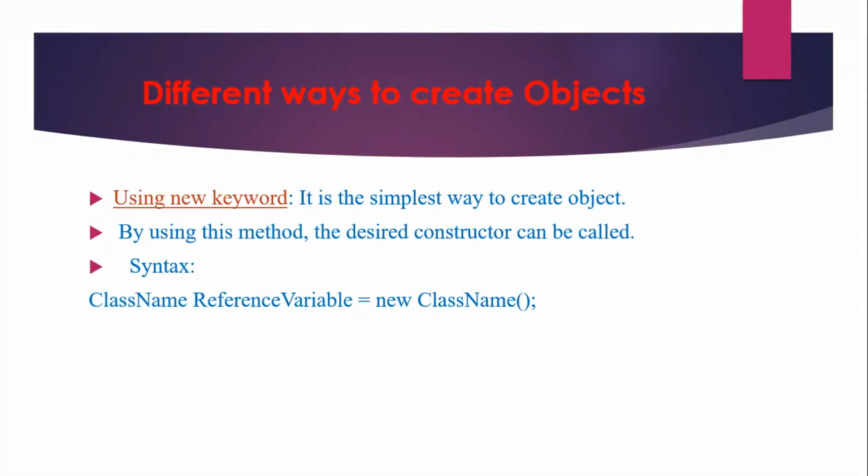What are the different ways to create objects? The first one is using the new keyword. It is the simplest way to create an object. By this method, the desired constructor can be called and its syntax is class name reference variable is equal to new class name.